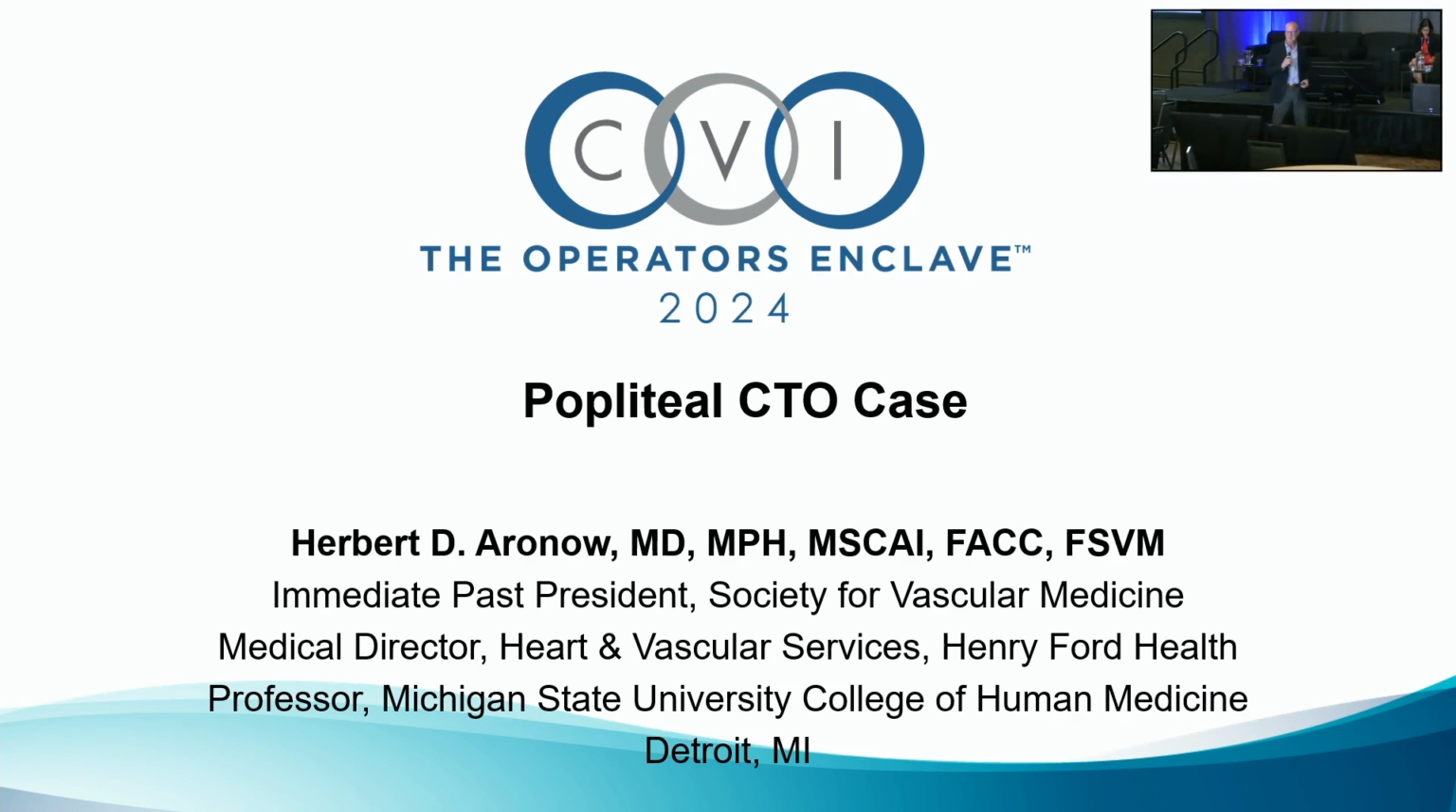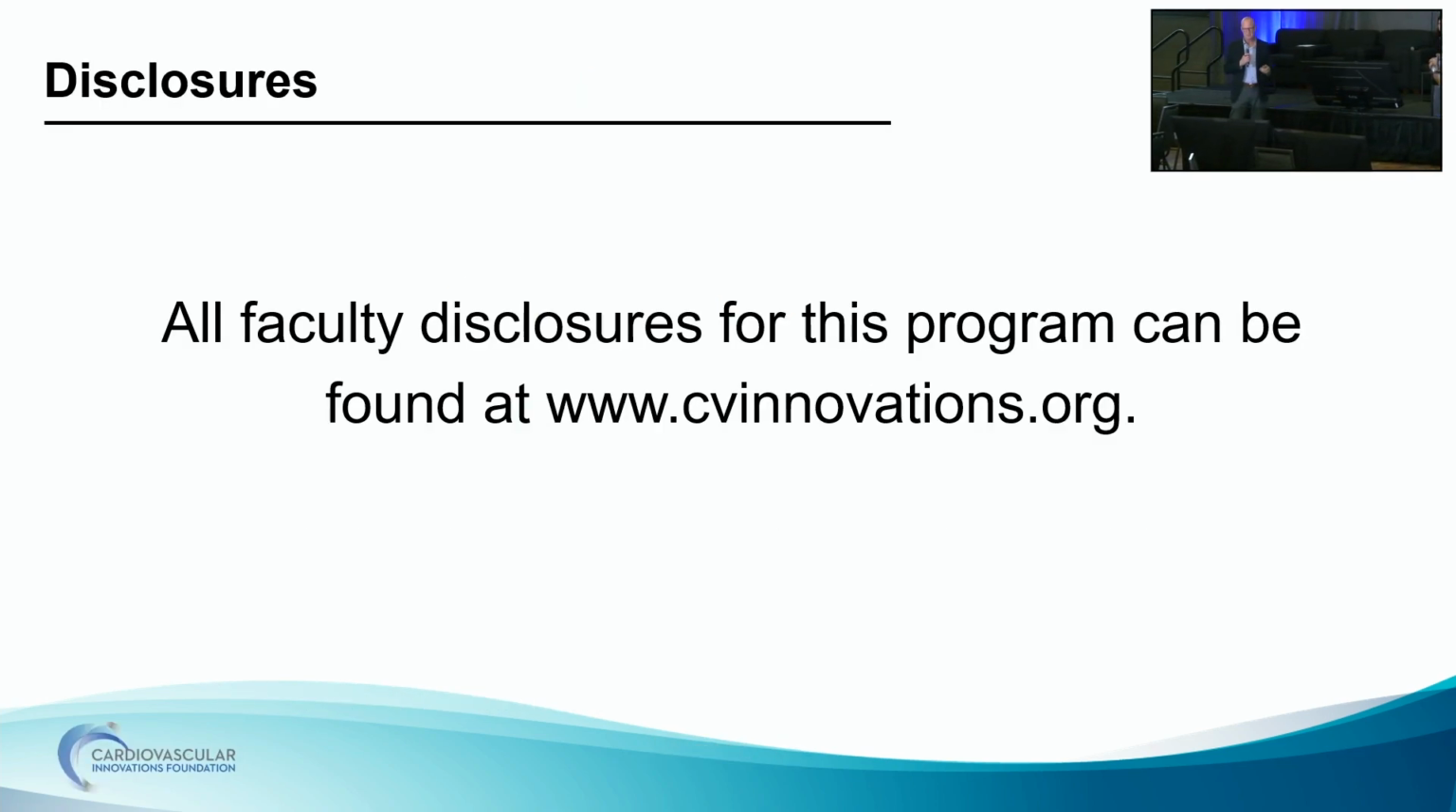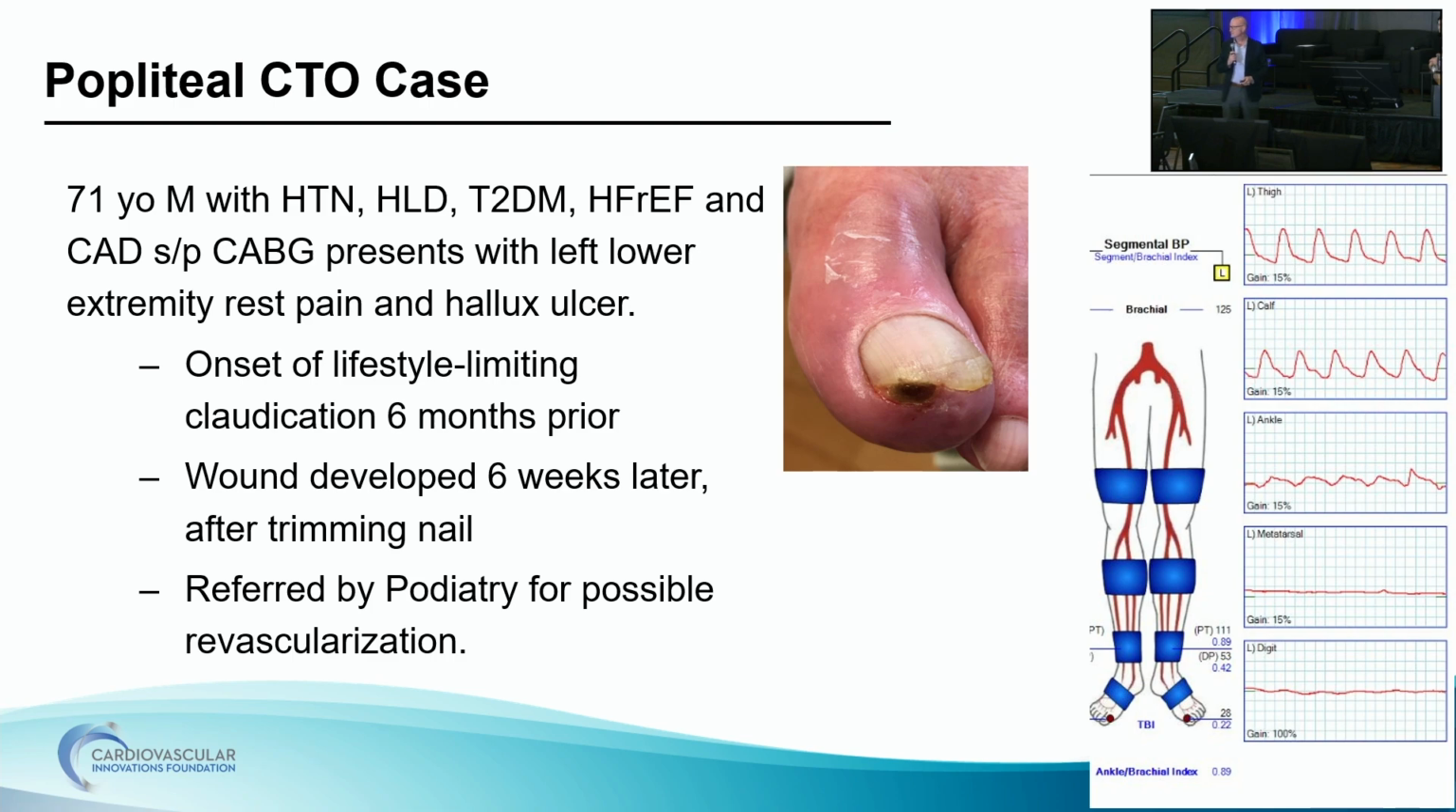Hey, everybody. Okay, so I was tasked with presenting a popliteal CTO case. Disclosures are online. It's a 71-year-old who has the usual risk factors, including diabetes, HFrEF, prior CABG, who comes in with a left lower extremity that has pain at rest and a hallux ulcer. This is a patient who had the onset of lifestyle-limiting claudication about 6 months prior, and then 6 weeks after that developed a wound on the great toe after having his nail trimmed. He was referred by podiatry for possible revascularization.